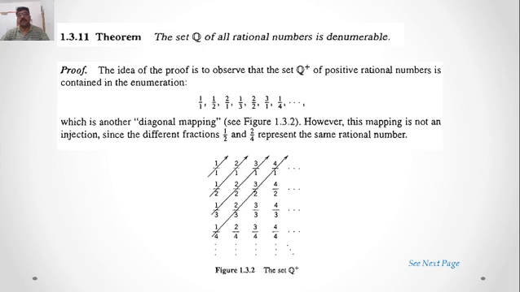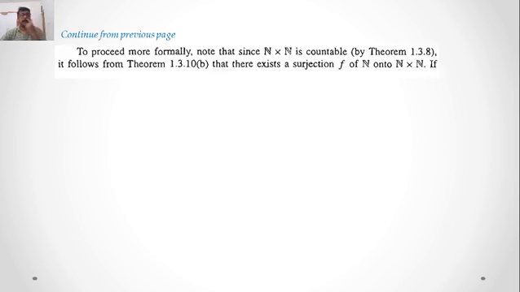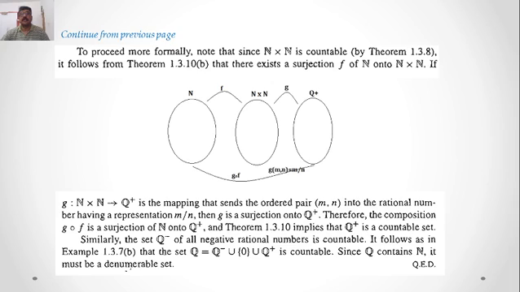Similarly, Q minus, the set of all negative rationals, is denumerable, and the set of all rationals is a union of the set of all positive Q plus, Q minus and the set {0}, and hence it is denumerable. Now, another way we can also establish that Q plus is denumerable. We have taken Q plus, the set of all positive rationals. We know N cross N is a denumerable set. N is a denumerable set. So there exists a bijection from N to N cross N.